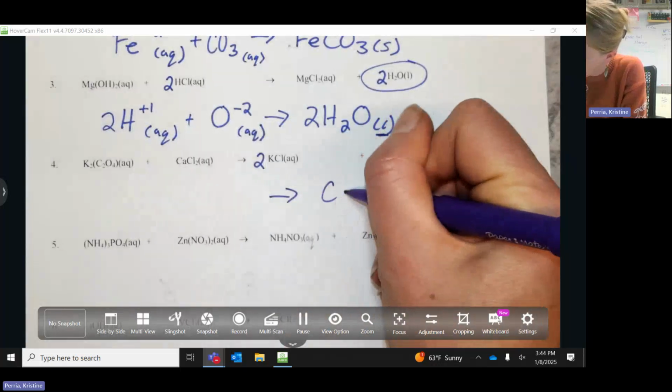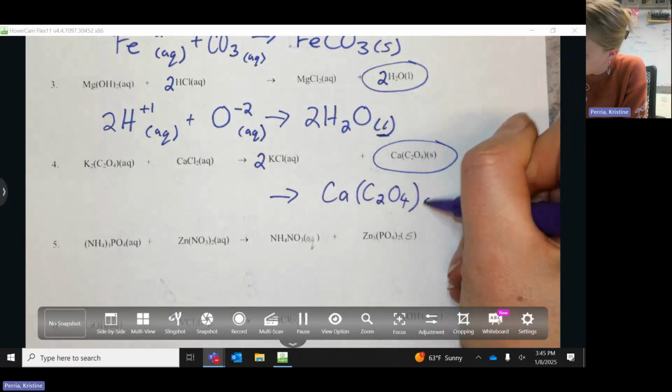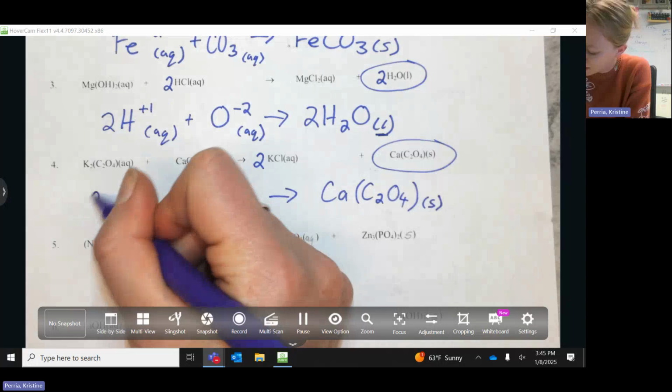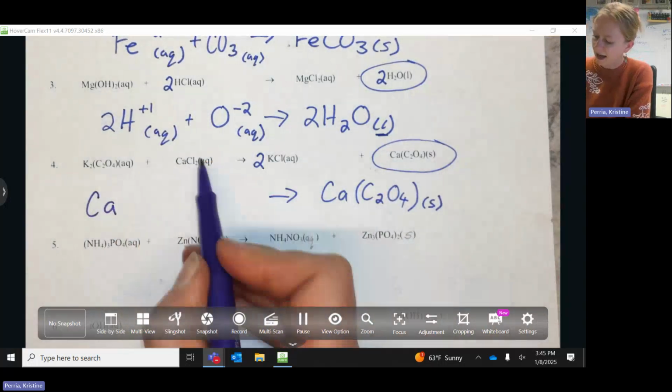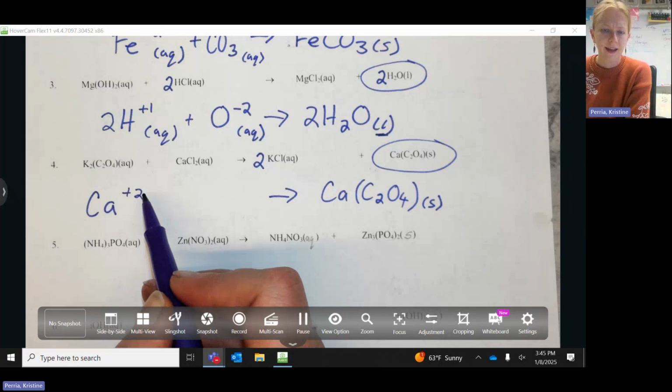So this is going to be Ca, I'm just going to copy it, C2O4, that's the solid. And then I'm going to focus on these two ions that make it up. So I'm going to say Ca, and that has a +2 charge. It always has a +2 charge, right?